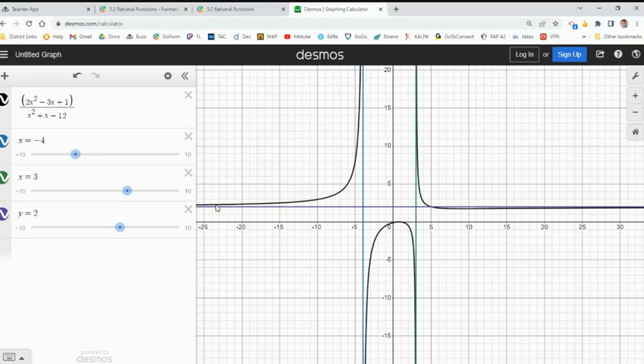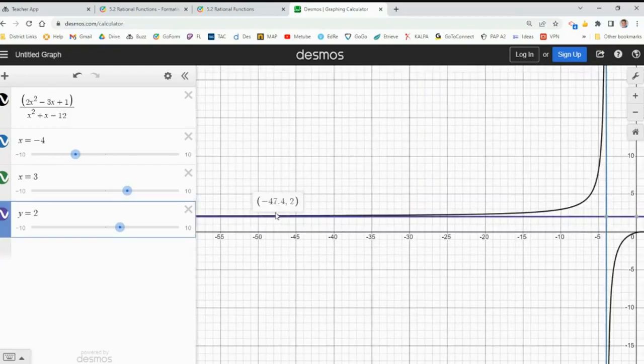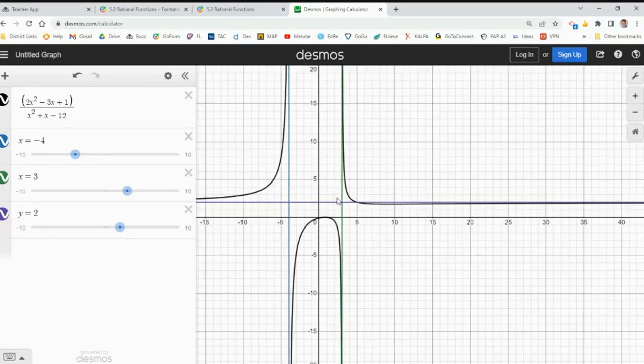And the asymptote at y equals 2. Now this is interesting. On this one, it stays above it. It dips in below, but then it's coming back up towards 2.